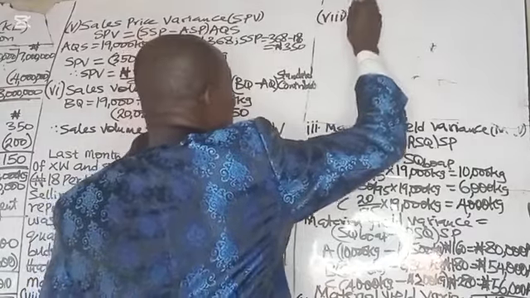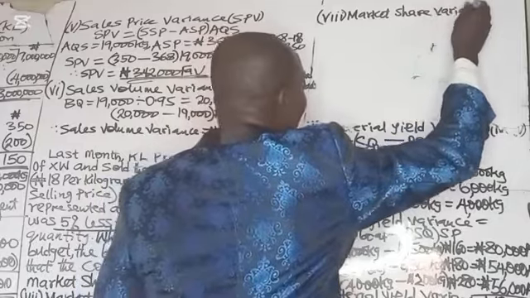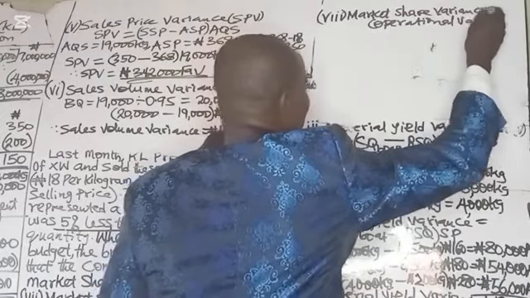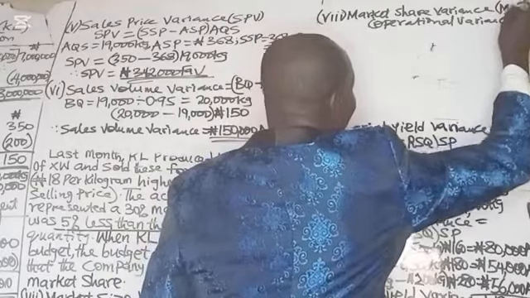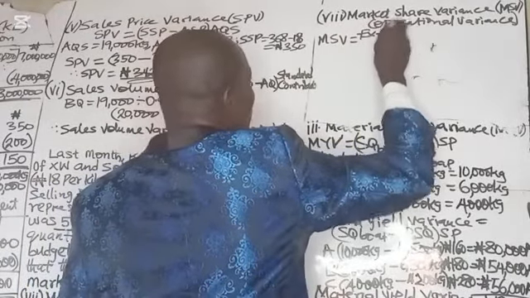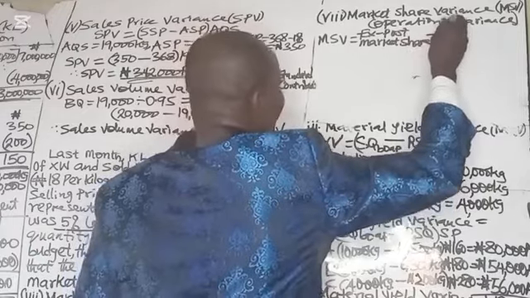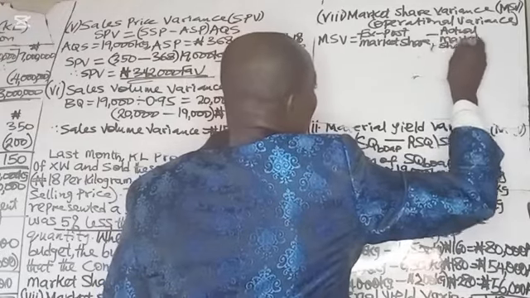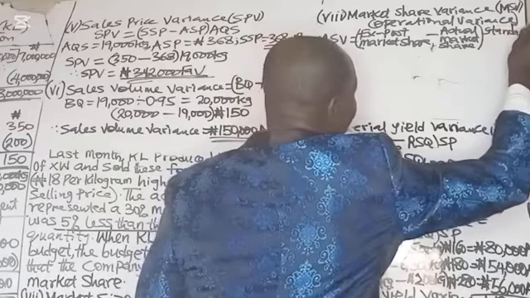Number 8, market share variance. We said this is an operational variance. In operational variance, you are comparing the ex post with actual. So market share variance will be ex post market share minus actual market share, multiplied by the standard contribution.